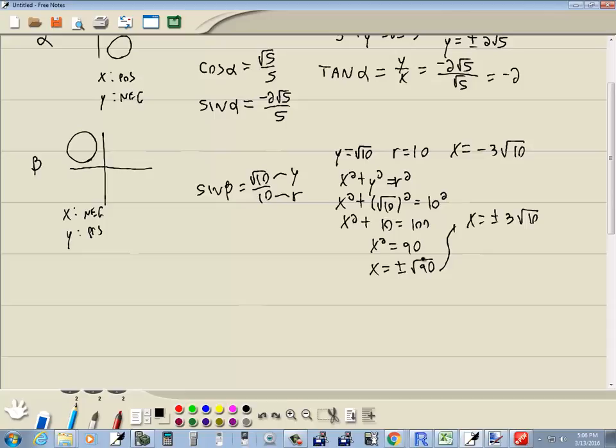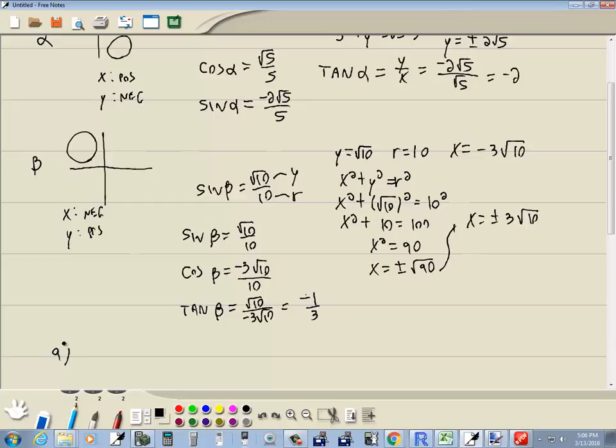Okay, well, now sine beta is equal to square root of 10 over 10. That's y over r. Cosine beta is going to equal x over r. X was negative 3 square root of 10 over r, which is 10. And tangent beta is equal to y over x. So we're going to have square root of 10 over x, which is negative 3 square root of 10. Square root of 10's cancel, and I got negative 1/3 for tangent beta.